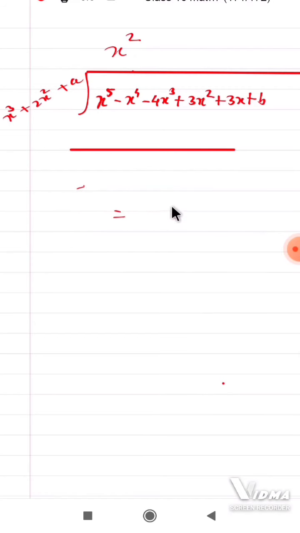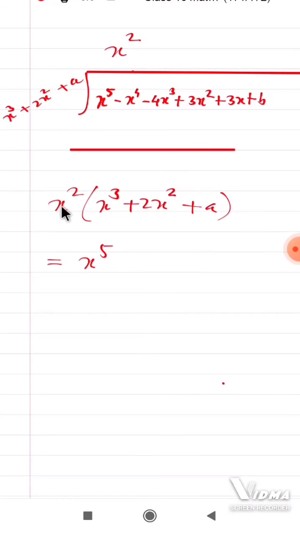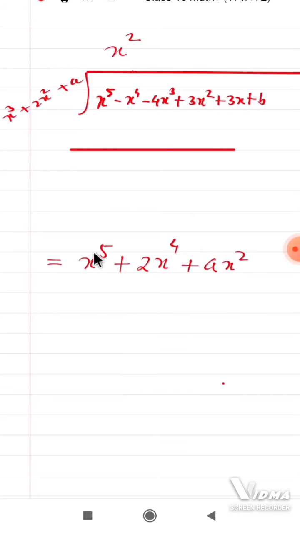Next, we multiply x² with each term of the divisor polynomial x³ + 2x² + a. We get x² times x³ equals x⁵, x² times 2x² equals 2x⁴, and x² times a equals ax². Now we write these terms below the like terms of the dividend polynomial: x⁵, 2x⁴, and ax² below the x² term.